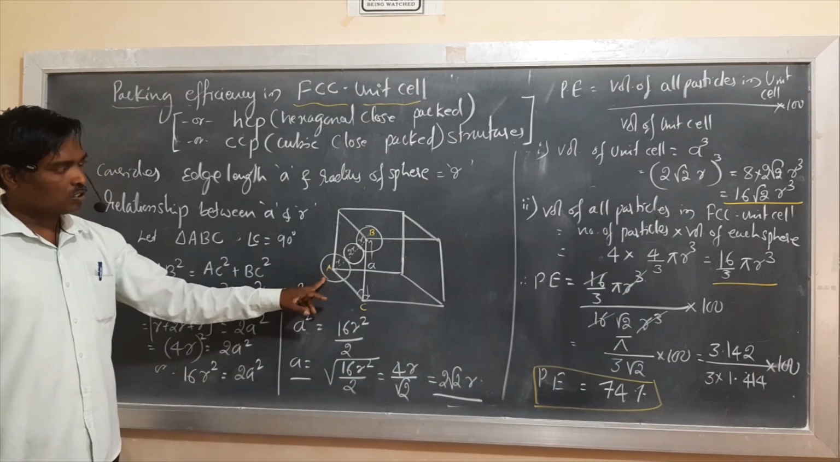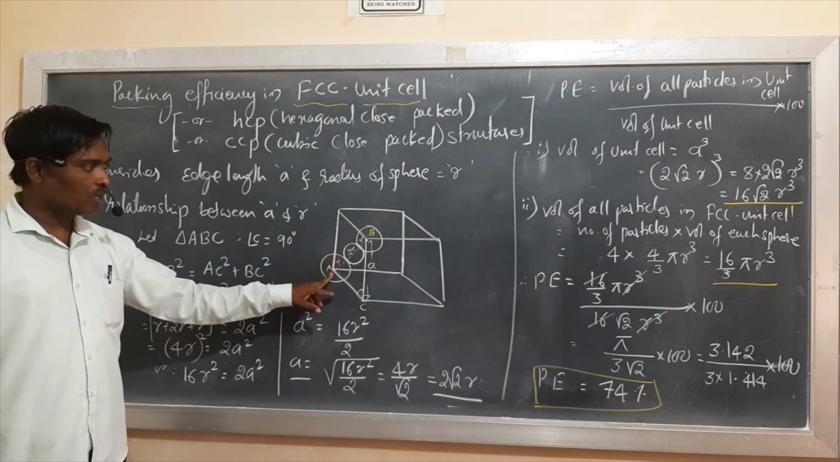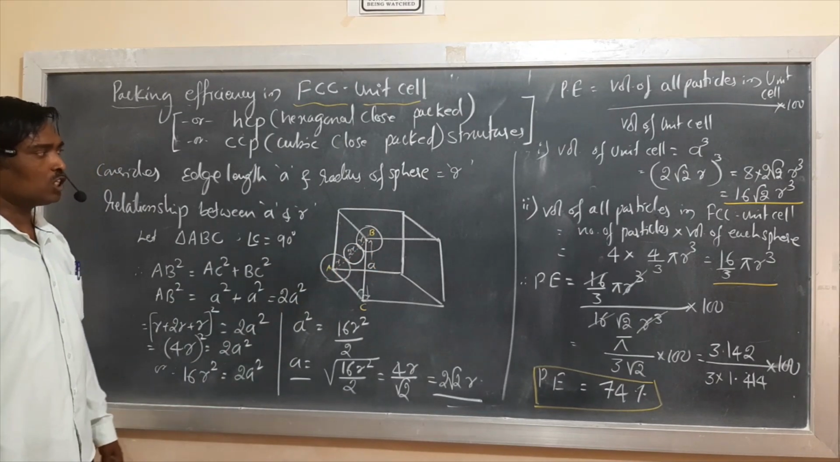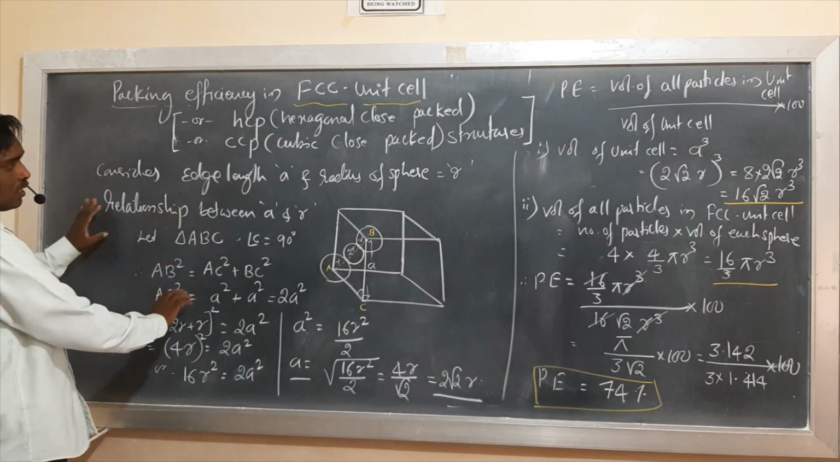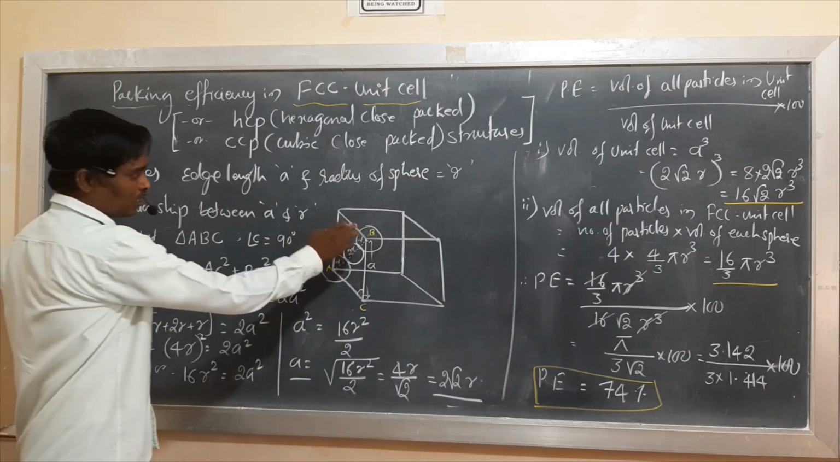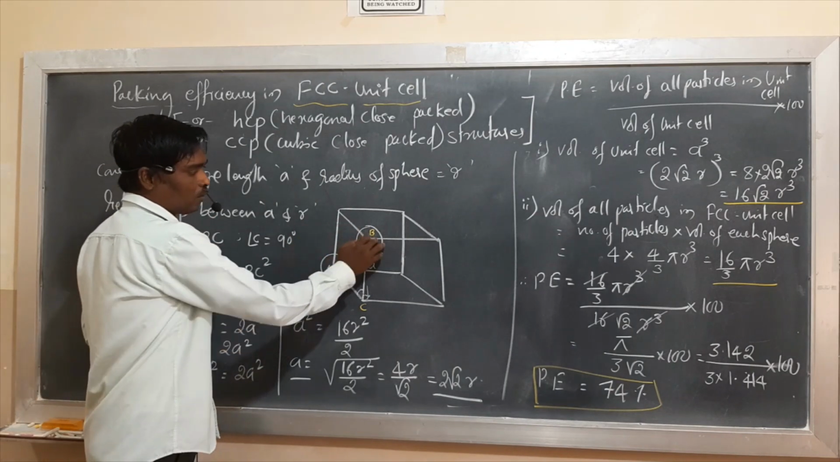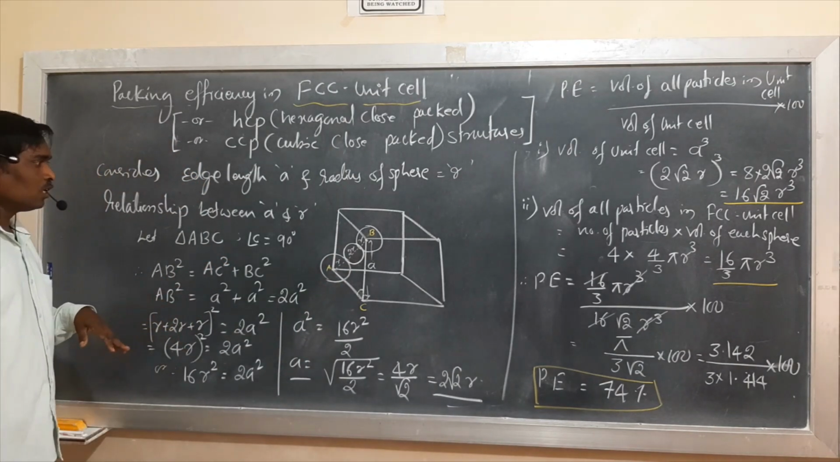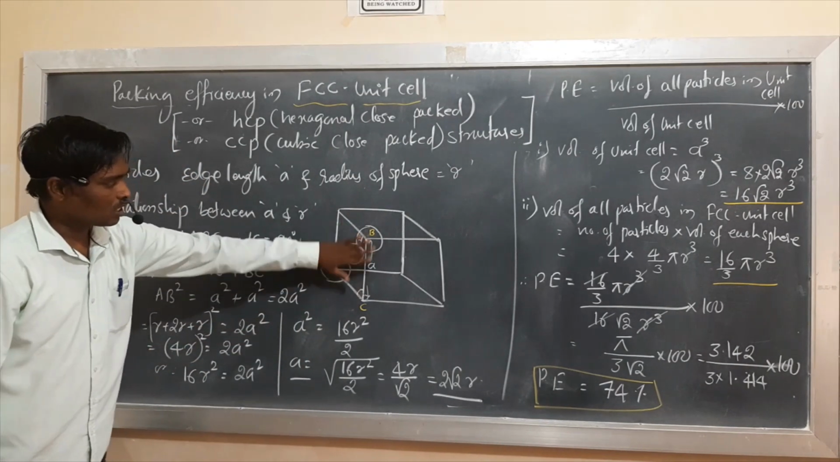In the FCC unit cell, the diagonally opposite corner particles and face center particles are in touch with each other. You also write that down: in FCC unit cell, diagonally opposite corner particles and face center particles are in touch with each other. Therefore, we can draw this structure.